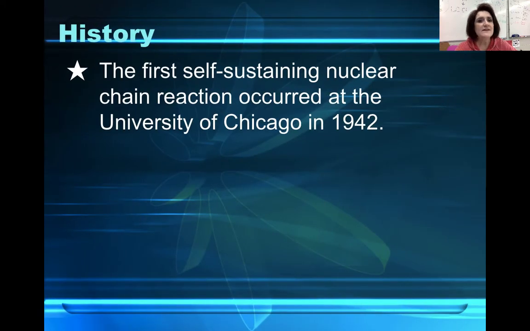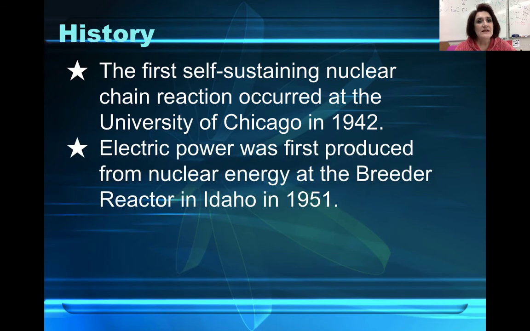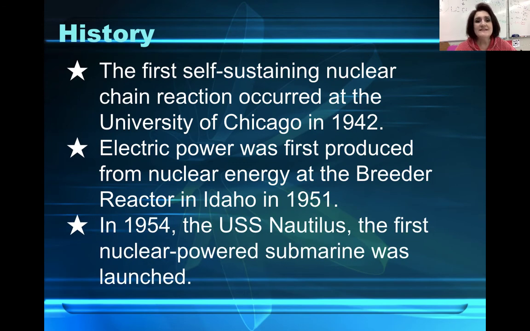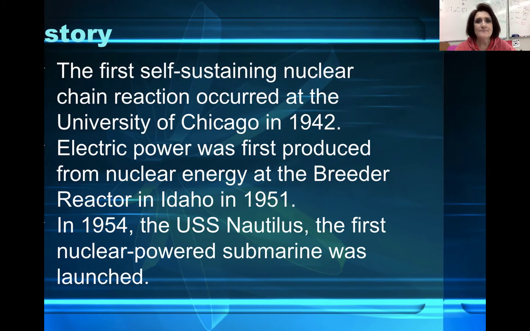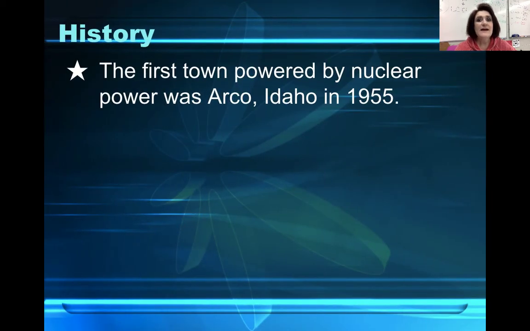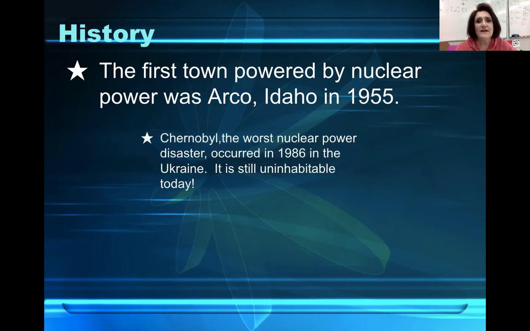The first self-sustaining nuclear reaction occurred at the University of Chicago in 1942. Electric power was first produced from nuclear energy at the Breeder reactor in Idaho in 1951. And in 1954, the USS Nautilus was the first nuclear-powered submarine to be launched. The first town powered by nuclear power was Arco, Idaho in 1955.